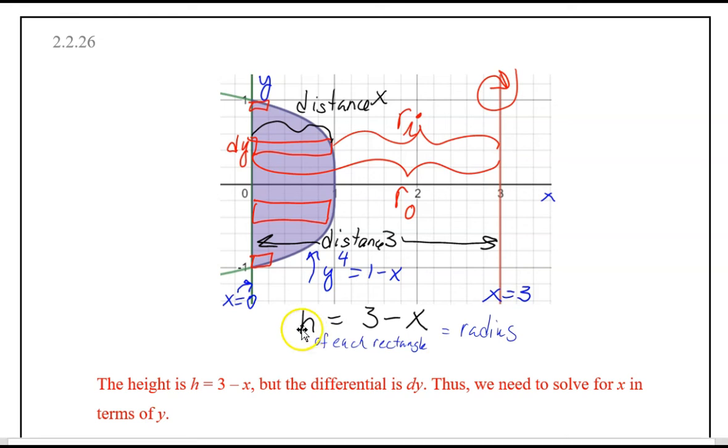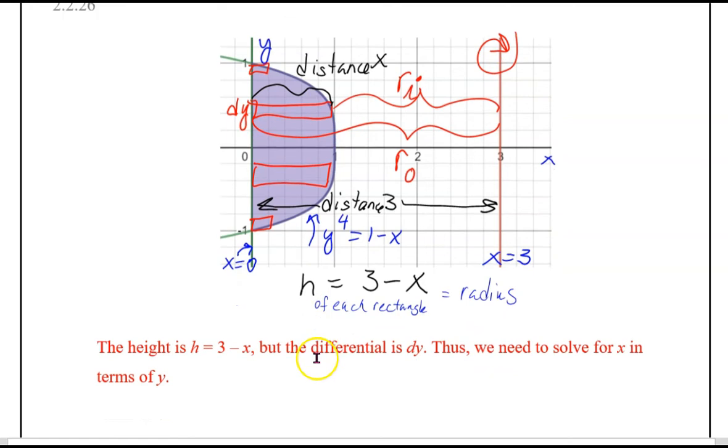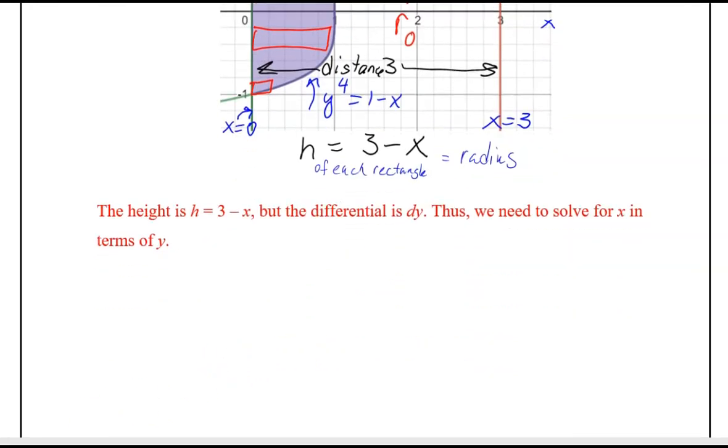Now let's take a look at what else we have. We've still got our outer radius and our inner radius for revolving, and we've got the height of each rectangle, which gives us the basic radius. Let's see what we need to do next.